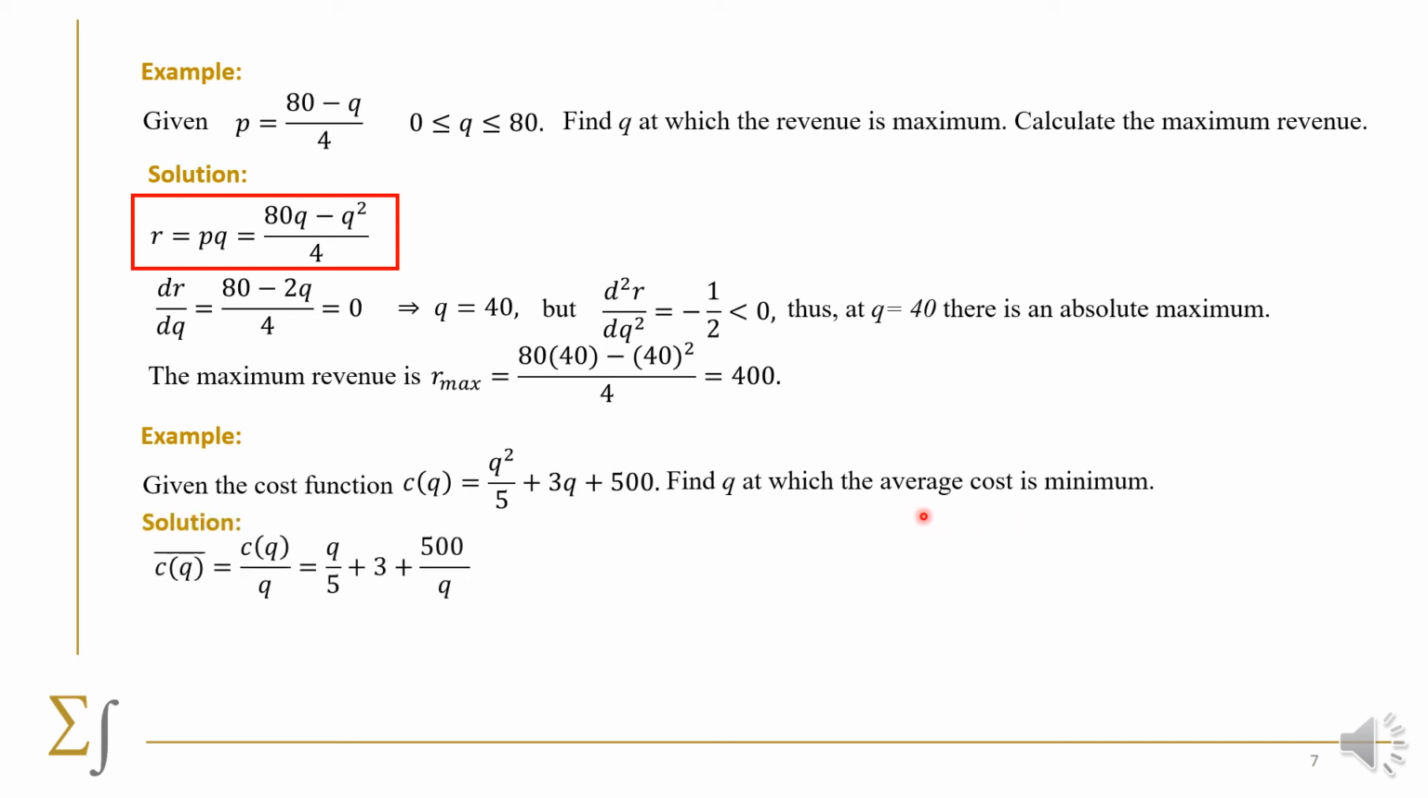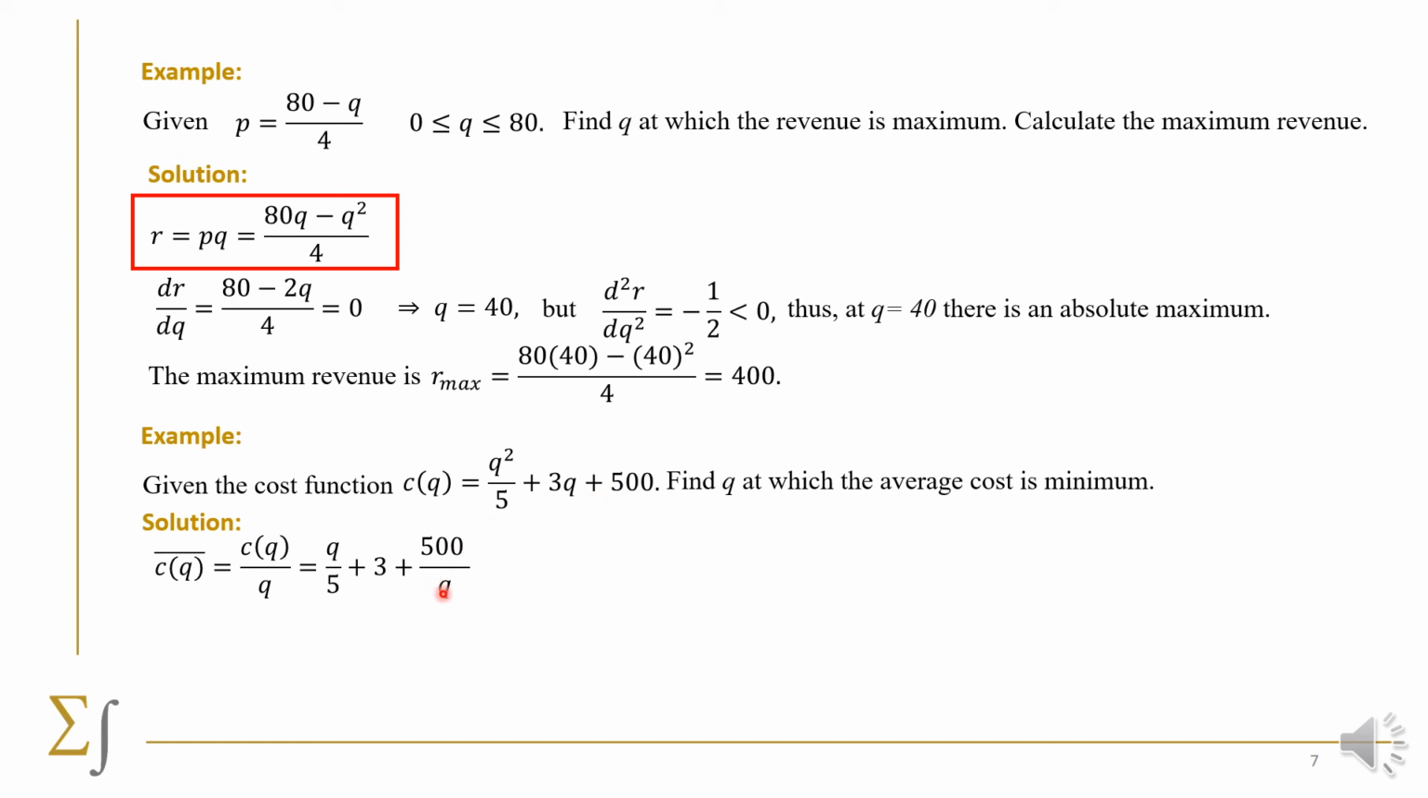Okay, we start our solution writing the relation between the average cost and the total cost. It is the total cost divided by Q. So we take this cost function and divide it by q. Q squared over q is q, and here is the 5 in the denominator. 3q over q is 3. 500 divided by q is 500 over q.